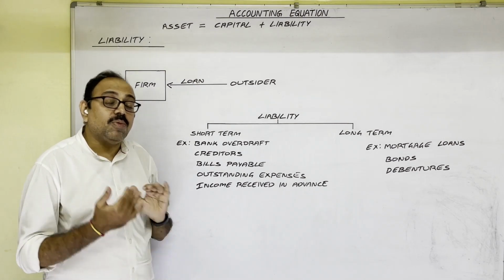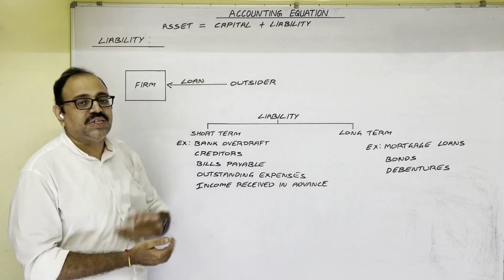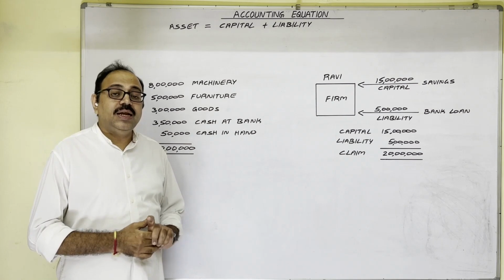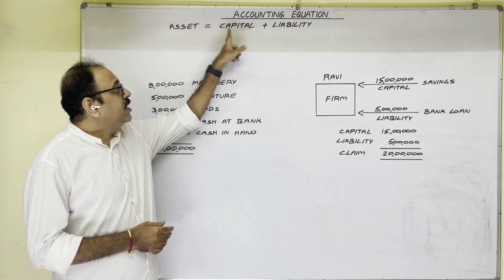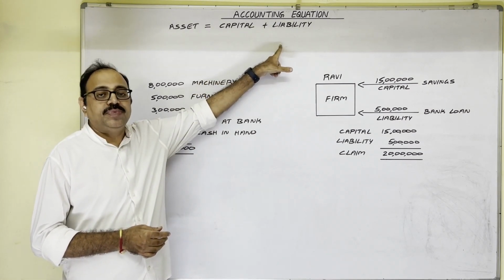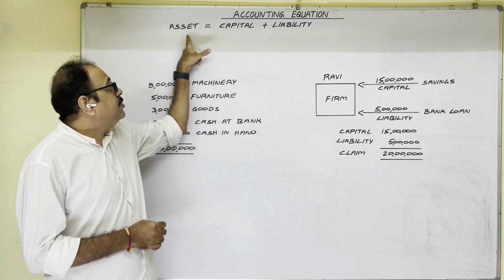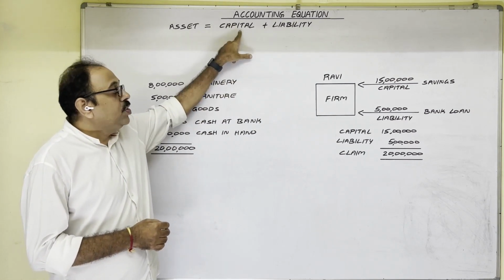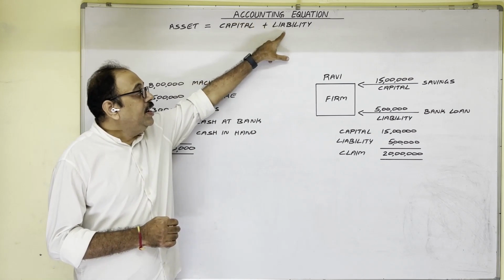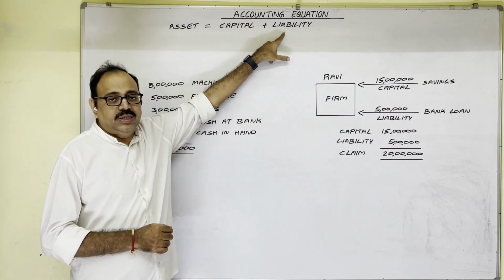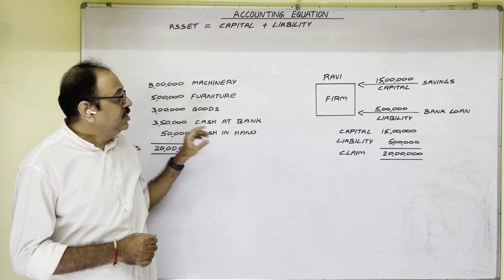Now let us see some more points about this accounting equation. The accounting equation tells the relationship between asset, capital and liability. It tells that a firm purchases assets with the owner's capital and loans from outsiders. With one example, we'll see this.